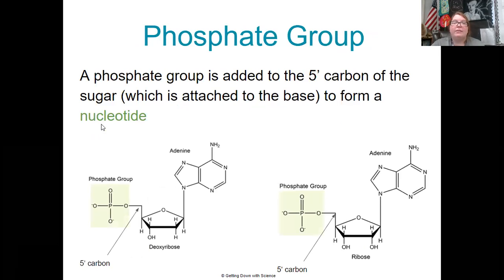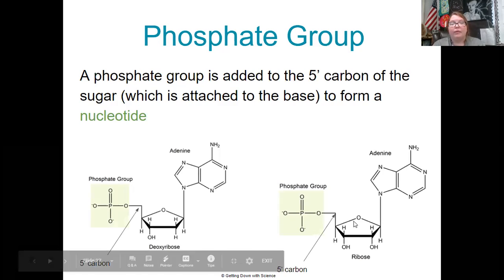Okay, phosphate groups. So a phosphate group is added to the 5' end of the sugar, which is attached to the base to form a nucleotide. What they mean by 5' is, when I am counting carbons in a sugar, I start at that oxygen at the top and I go clockwise. So the prime thing is how we're numbering carbons.